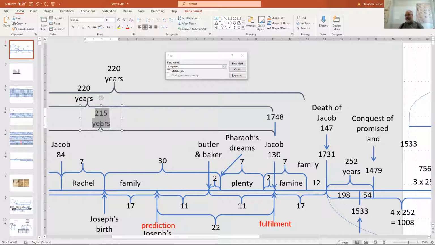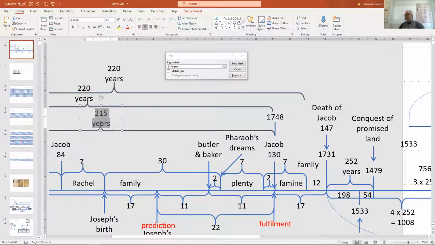Well, it's half the 430. Okay, so it's half the 430. It's also the dividing time from when the family went into Egypt and until they came out of Egypt. Right, so it's the 215 years from the time of the 4 generations, right? So going from dealing with Levi all the way to Aaron, right? Because he's going to be the 4th generation. And so it's that period of time of 215 years.